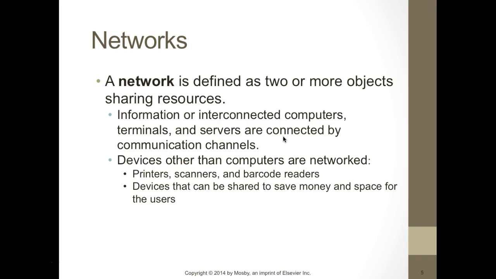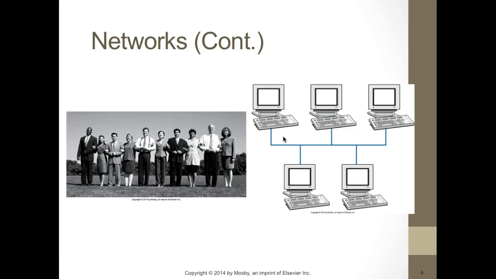So information: interconnected computers, terminals, or servers connected by communication channels. Devices other than computers are on networks too. So you have printers, scanners, barcode readers, what we covered in the last PowerPoint. So these are devices that can be shared to save money and space for users. Looking here, this is an example of how computers are all networked together.